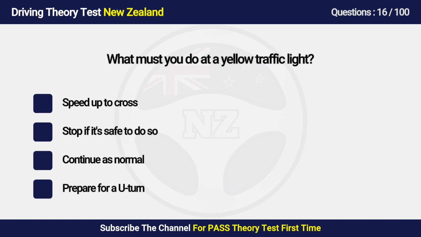A. Speed up to cross. B. Stop if it's safe to do so. C. Continue as normal. D. Prepare for a U-turn.